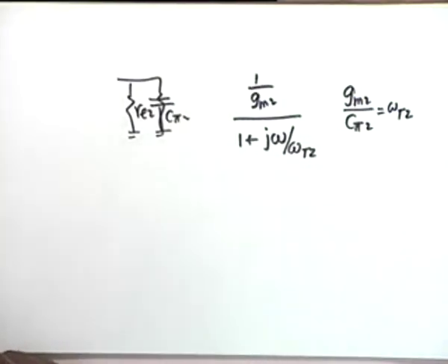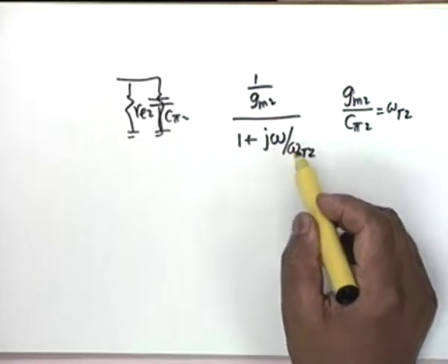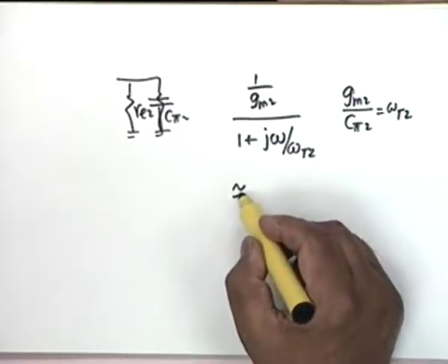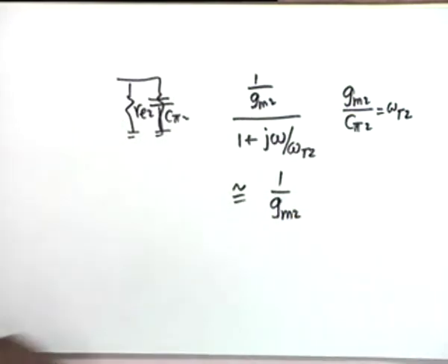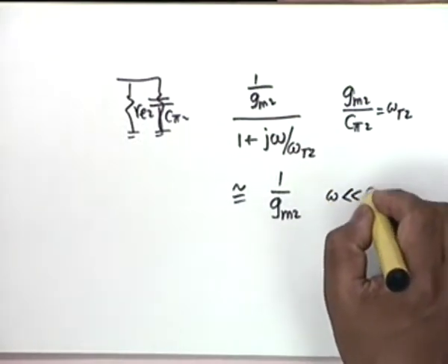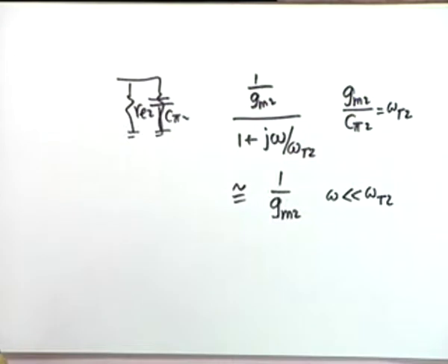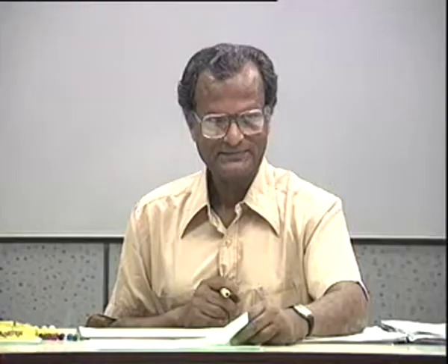Operation of the wideband amplifier has to be much below the transition frequency, and therefore omega will usually be small compared to omega T2, and this impedance therefore is approximately 1 by GM2. Alright, because omega shall in any case be much less than omega T2. Is the point clear? But what we use a circuit for widebanding, in that case, our frequency will obviously increase. You see, in the operation we cannot go beyond omega T, for gain will be less than 1.